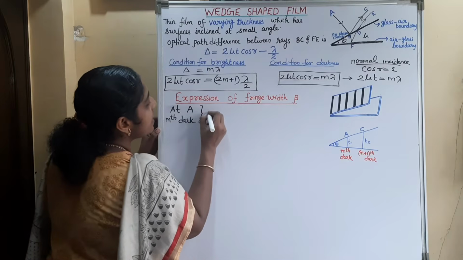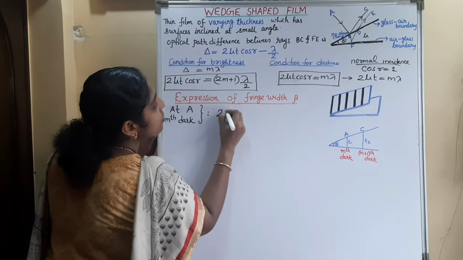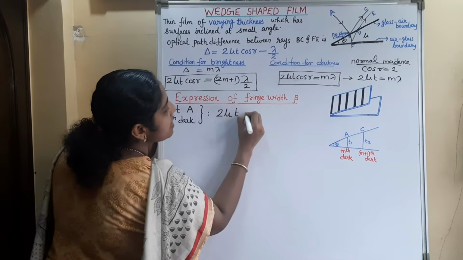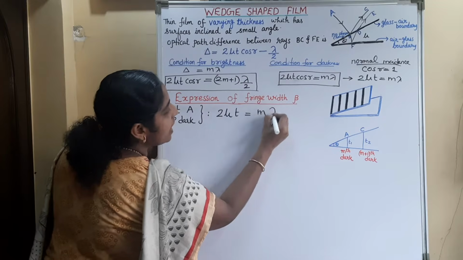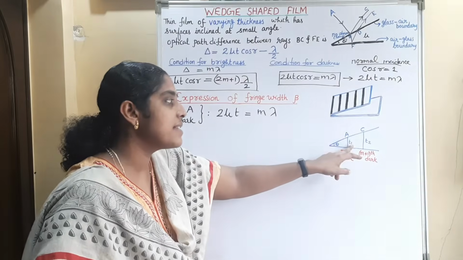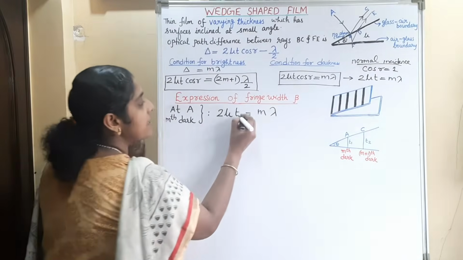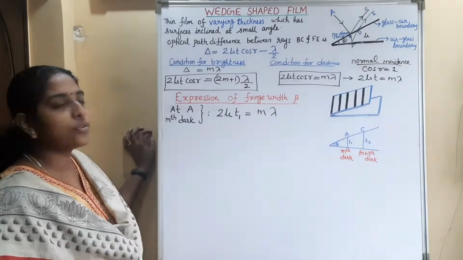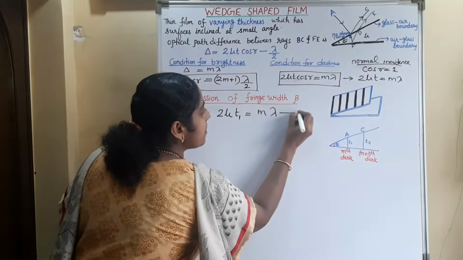So what is the condition for the darkness there? 2 mu t is equal to m lambda, for the mth dark band. Now at A, what is the thickness there? T1. So that means 2 mu T1 is equal to m lambda. This is equation number 1.